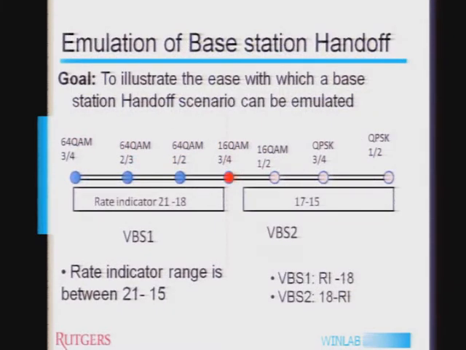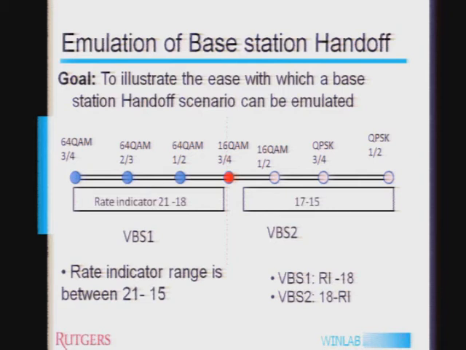So the idea behind the next experiment would be to not really justify or explain how base station handoff works, but to show how an experimenter would come in, if he wanted to do something like a soft handoff or hard handoff and emulate a base station handoff situation, how he would use this infrastructure that we built. That is what I'm going to justify in this slide.